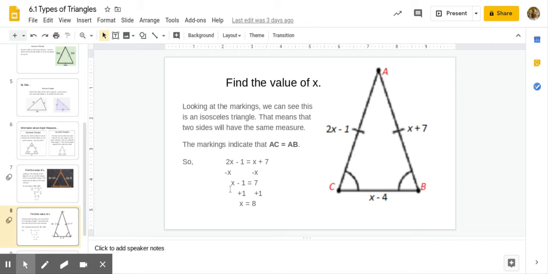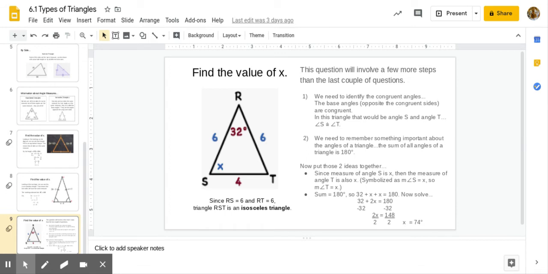x is already almost alone. All we have to get rid of is the minus 1. So to do that, we would add 1. What we do to one side, we do to the other. We bring down the x. Negative 1 plus 1 is 0. That went away. Bring down the equal sign, and 7 plus 1 is 8, so x would have a value of 8. Now, if it had asked us, we could also find then the length of this side because we could plug the 8 in, but the question didn't go as far as asking us to find the actual lengths.